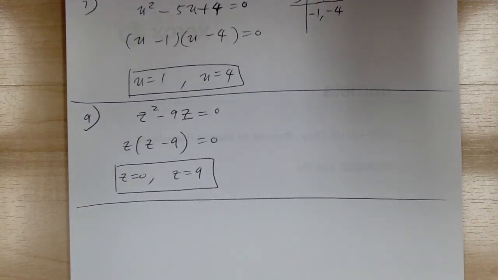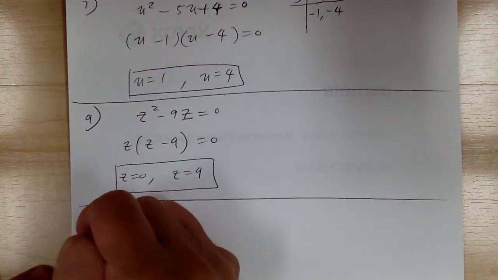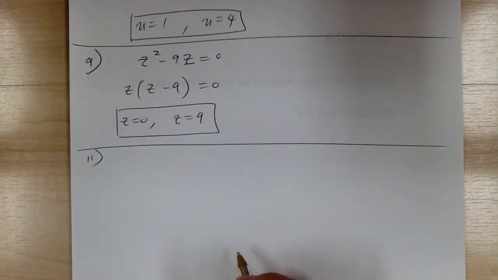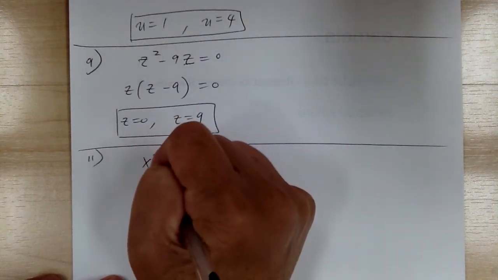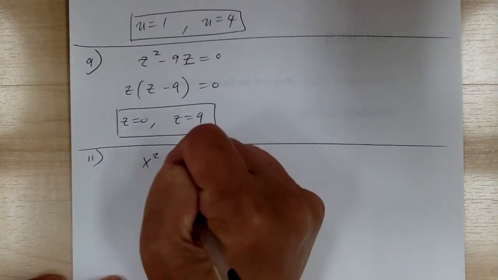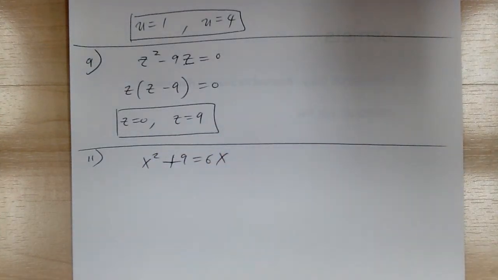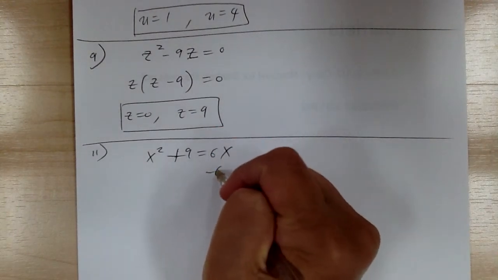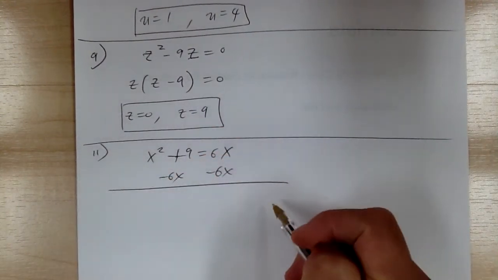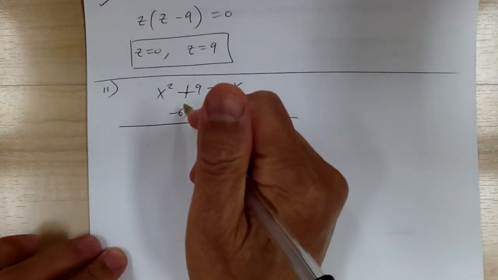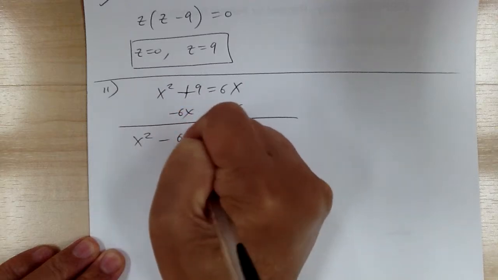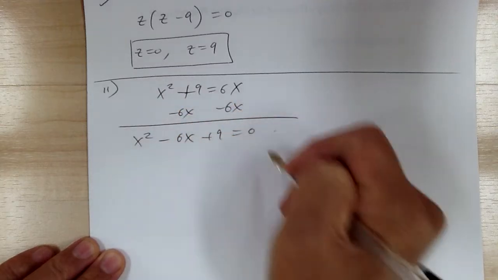Okay, let's go to 11. You have x squared plus 9 equal to 6x. The first thing you need to do is make the right hand side equal to 0. So minus 6x. And you want to arrange this in descending order. So you got x squared minus 6x plus 9 equal to 0.